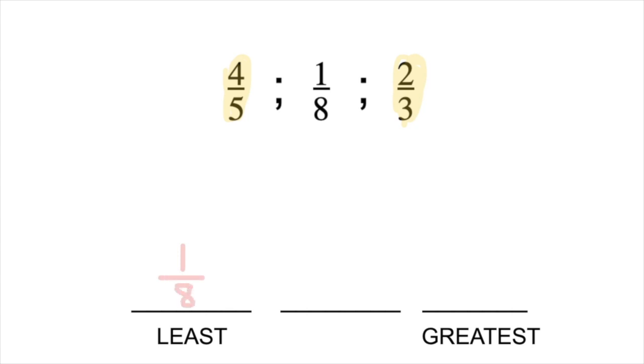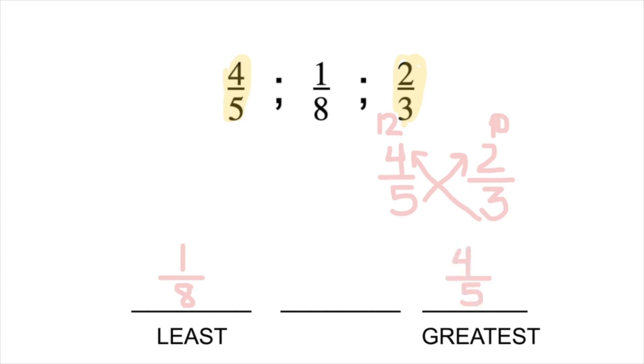Now we just have to compare 4/5 and 2/3 to figure out which one is smaller and which one is bigger. And I like to use cross multiplication for that because they're both missing only one part, so we really can't tell. So 5 times 2 is 10, and 3 times 4 is 12. So we see that 4/5 is greater than 2/3. So we'll put 4/5 at our greatest and 2/3 as our middle. Now we have our three fractions ordered from least to greatest: 1/8, 2/3, 4/5.